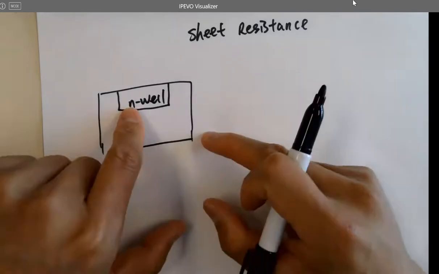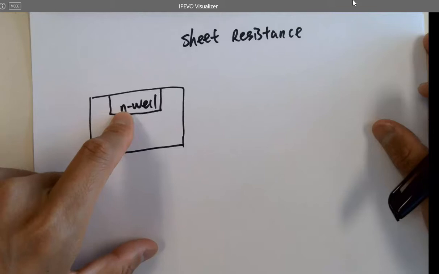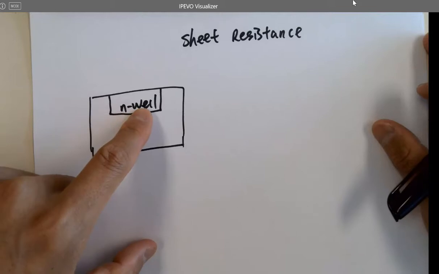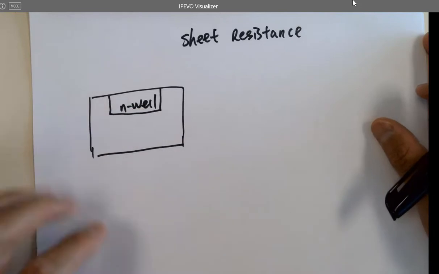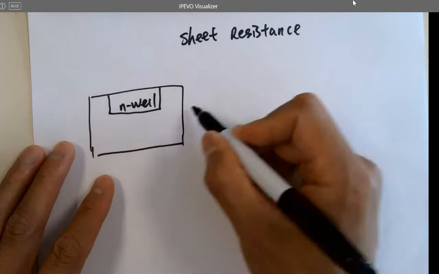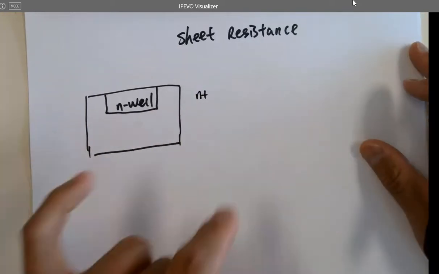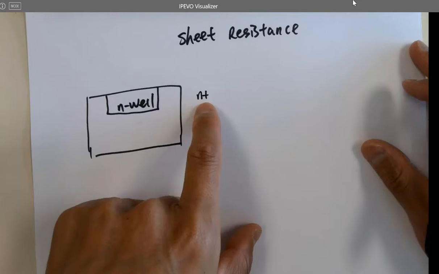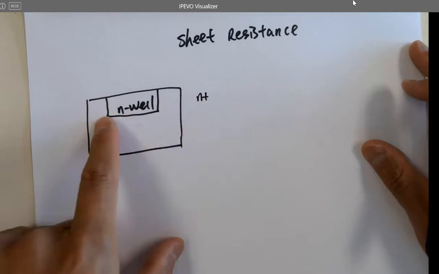Just remember that N is negative, P is positive, right? So the N-type has more free what? Electrons. So who is going to contribute more electrons? Phosphorus, yes. You will see a lot of different things like N well, N plus. They are the same dopant, but this is heavily doped. This is not that heavy compared to this one.